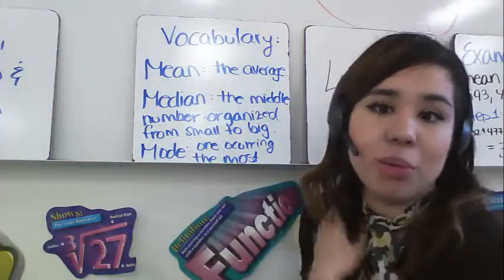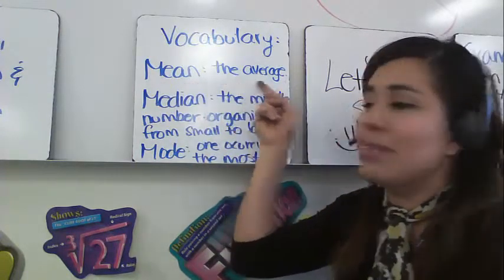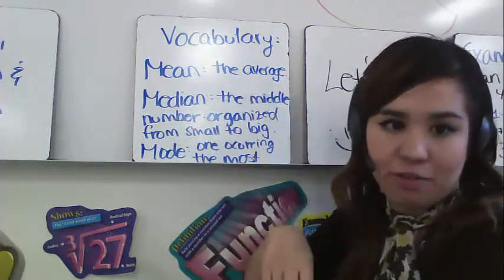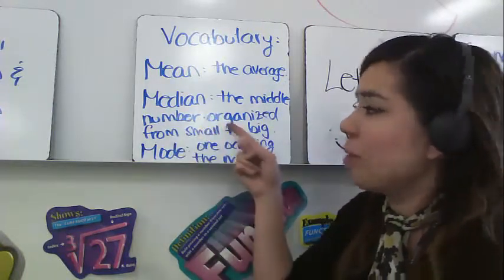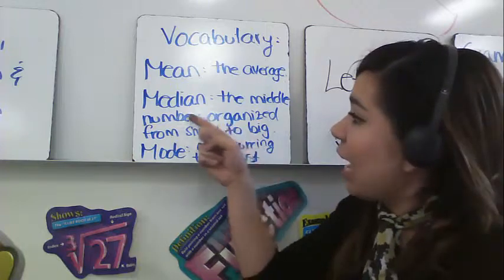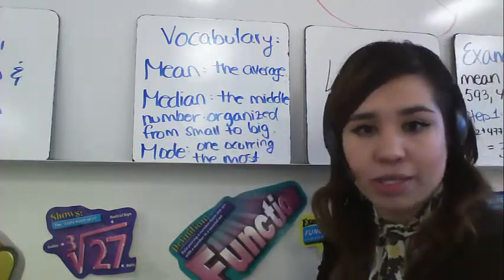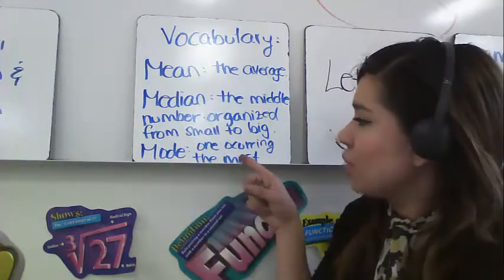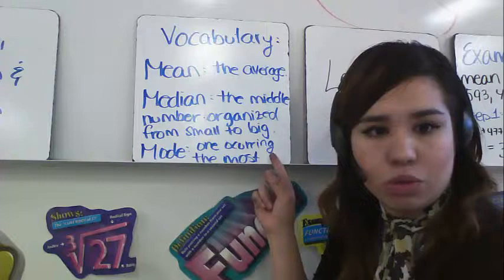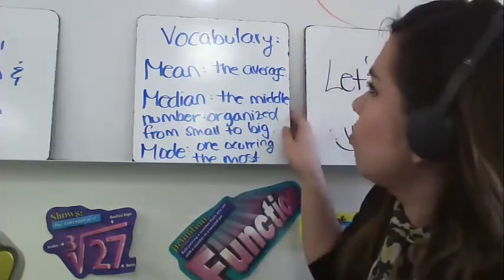The mean is the average, and we're going to learn how to find that in a little bit. The median is going to be the middle number, and it has to be organized from smallest to biggest. If it's not organized, we can't get that middle number. The mode is the one that's occurring the most. So which number shows up the most? That's called the mode.